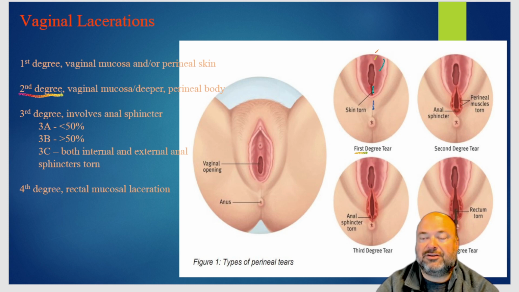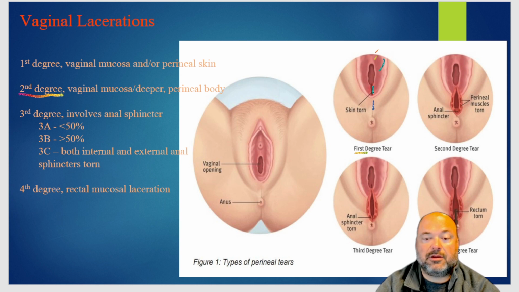Third degree, in general, is the idea of disruption of the external anal sphincter, but specifically broken down into three classifications. 3A, where there's less than 50% of the total diameter of the sphincter that's been disrupted. 3B, where it's greater than 50%, up to completely disrupted. And a 3C, where both the external and internal anal sphincters have been torn.